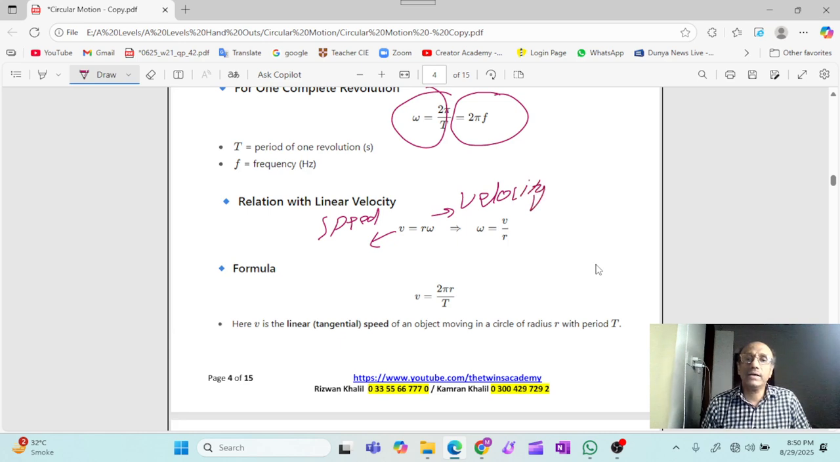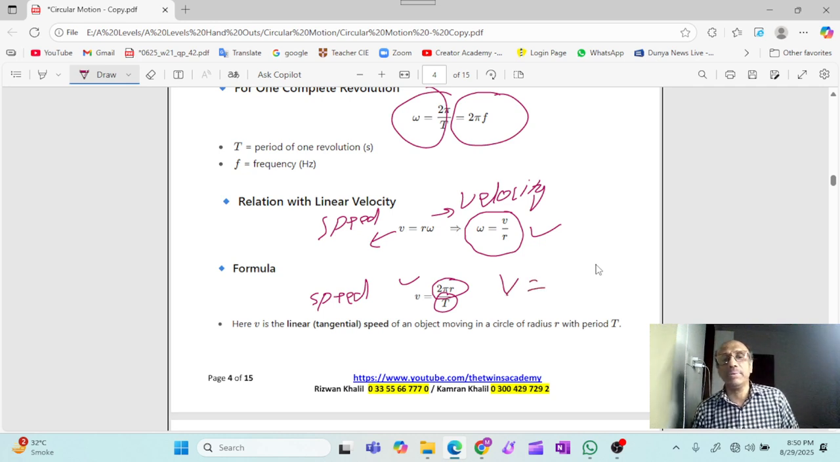After that, another formula for omega is omega equals V over R. Now for the angular velocity, omega will be represented by that particular term, and speed will be represented by V, and the circumference is 2 pi r over capital T. So speed, which is equal to 2 pi r over capital T, will be the linear speed.